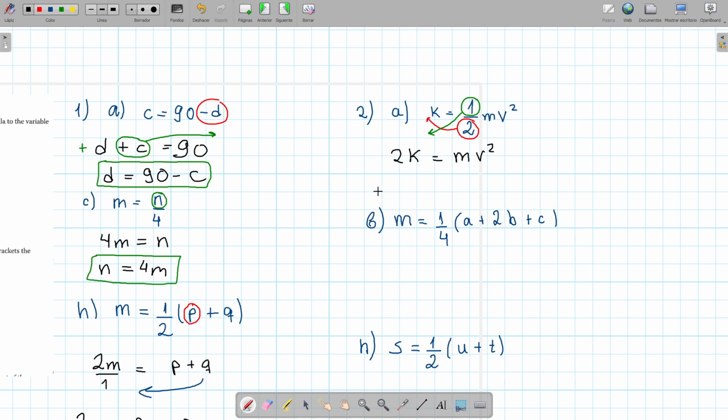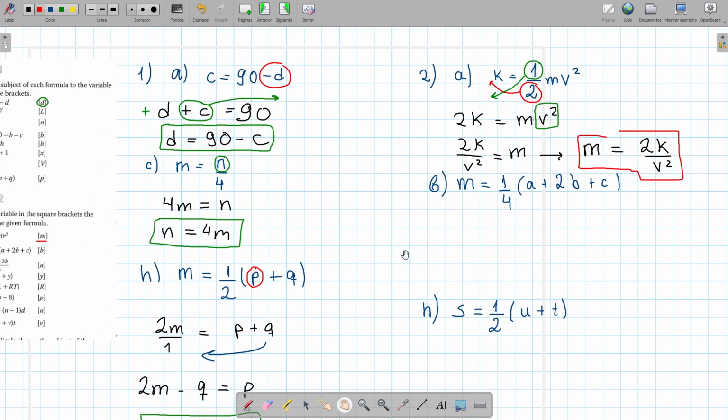As I want the m to be alone, I don't need the b squared. I see that the operation that the b squared is doing is multiplication, so I will send it to the other side, dividing. So we have 2k over b squared, that will be equal to m. And again, I will change the places. M will be equal to 2k over b squared. And as you can see, we already have solved for m.